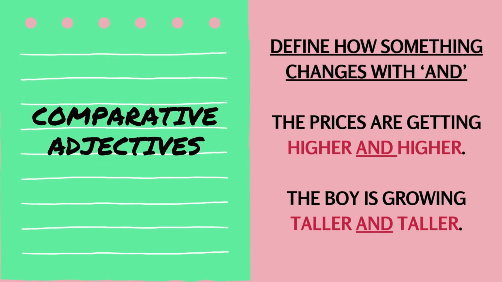So let's continue. Sometimes the comparative form of adjectives is used to define how something changes. In this case, you need to add and. For example, the prices are getting higher and higher. Or the boy is growing taller and taller.